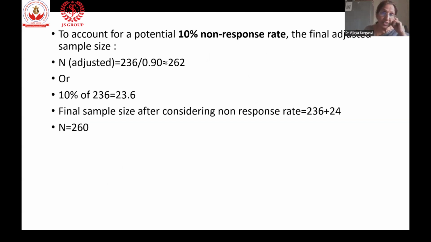If you want to adjust for a non-response rate of 10%, divide it by 0.9, meaning the response rate is 90%. When we consider a non-response rate of 10%, the response rate will be 90%. So the calculated sample size divided by 0.90 is 262. Or you can calculate 10% non-response: the calculated sample size is 236 plus 10% of that, which is 24. If we add it to the calculated sample size, you will get the adjustment with a response rate of 10%. So maximum you can consider up to 20%.